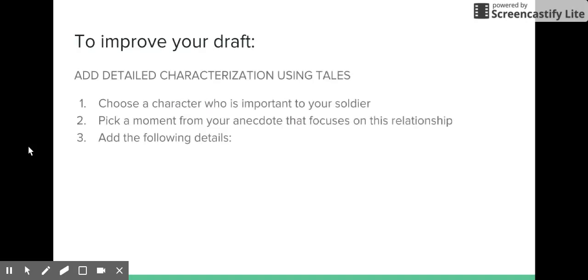So when you're thinking about your own drafts, when you're thinking about what you can add, the easiest thing you can do to improve your draft is to choose a character who's important to your soldier, who comes up in this piece of your draft, and pick a moment from your anecdote that focuses on this relationship. So maybe a conversation that they have. And then you're going to think about what details you can add.